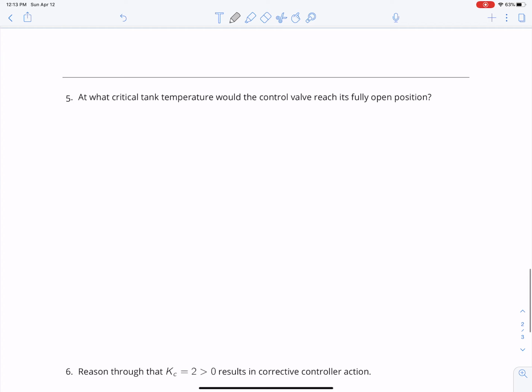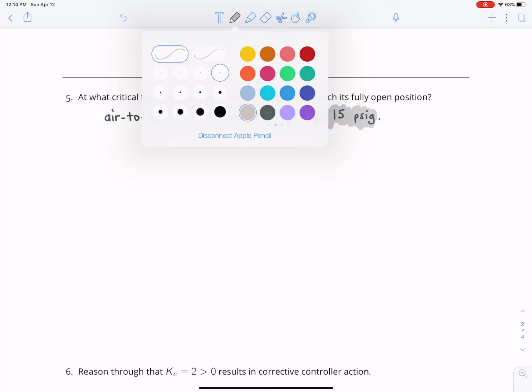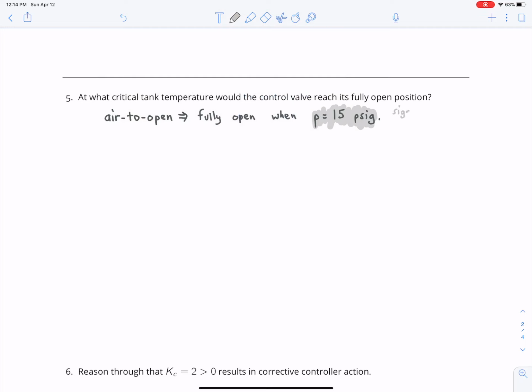All right, so the next question, at what critical temperature would the control valve reach its fully open position? So we want to know when the control valve saturates, basically. All right, and the control valve, we said was air to open, right? Air to open or fail close. And that implies if it's fully open, then the pressure, the pneumatic signal on it, must be 15 psig, right? All right, and this 15 psig is the signal out of the current to pressure transducer, right?